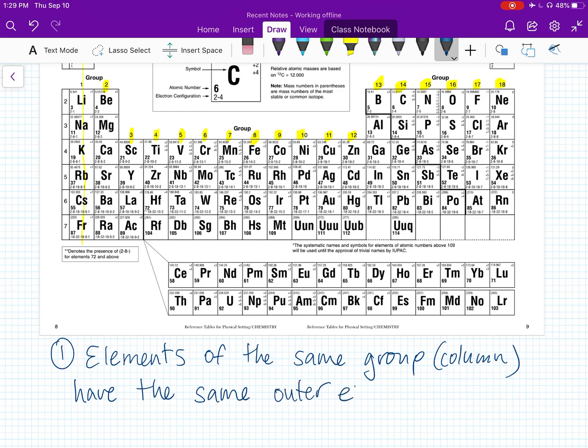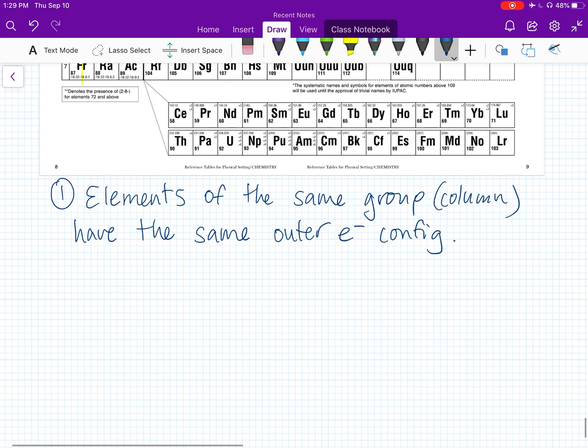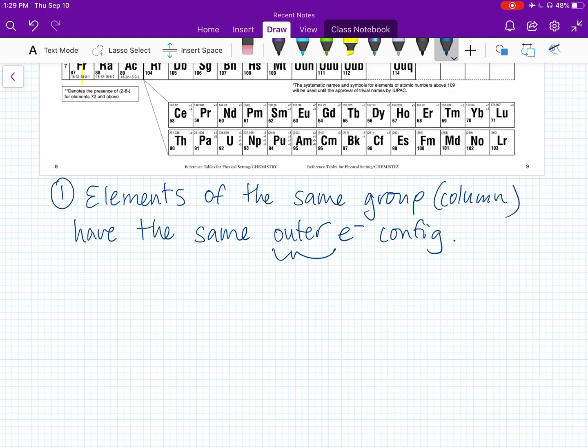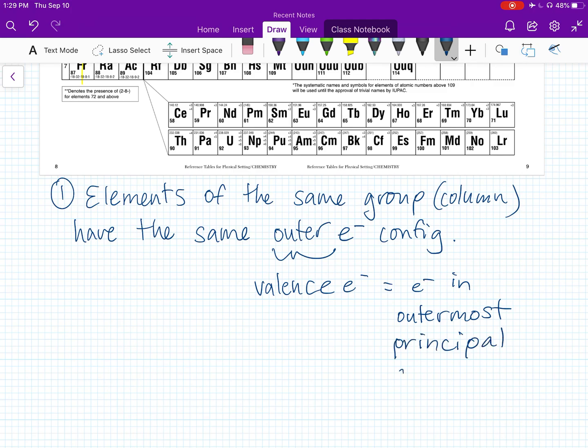We have a special word for outer electrons in atoms, and that word is valence. So valence electrons are whatever electrons are in the outermost or the highest principal quantum level n. So anything in the outermost principal quantum level n, it counts as a valence electron, the highest n value. So let me show you what I mean.